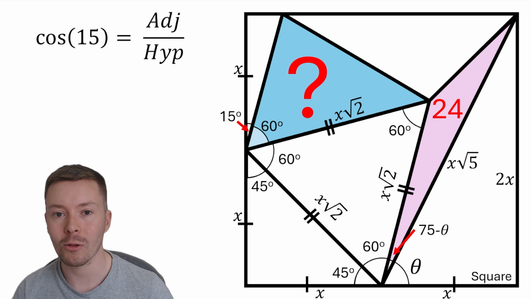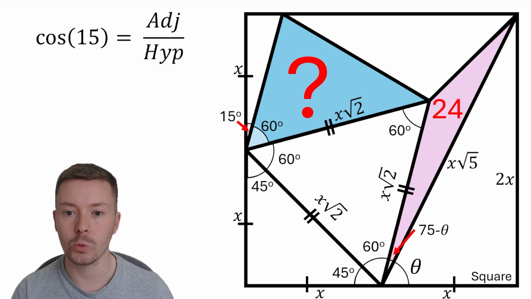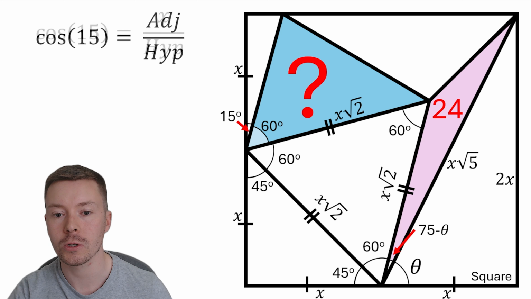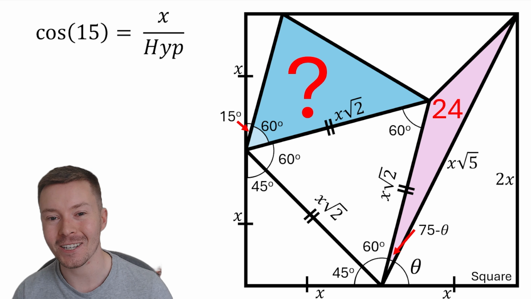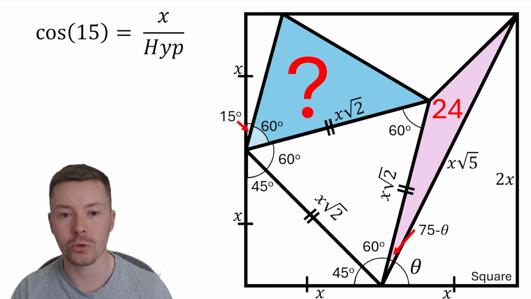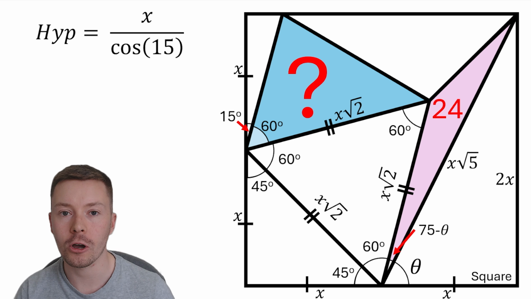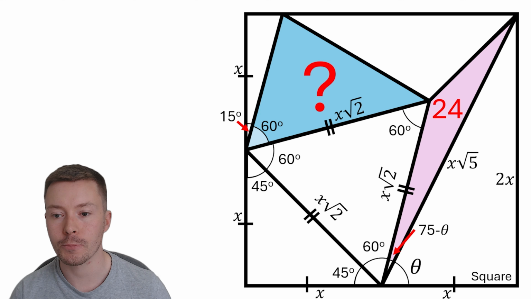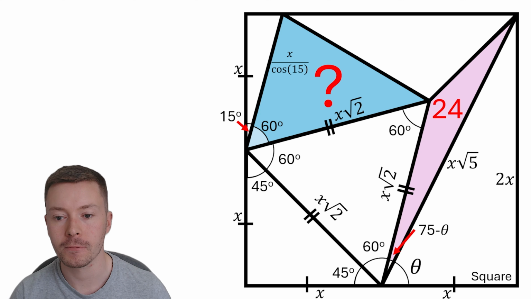So I'm going to work out that side of the blue triangle by using trigonometry. Cos 15 is adjacent over hypotenuse. Now, the adjacent is x, so let's replace that, and then let's do some rearranging to get that the hypotenuse is x over cos 15. Let's put that on the diagram there.